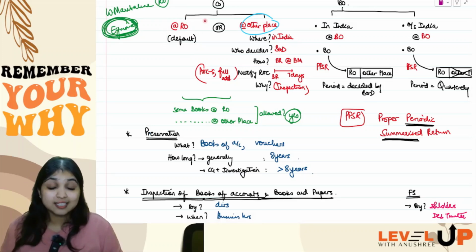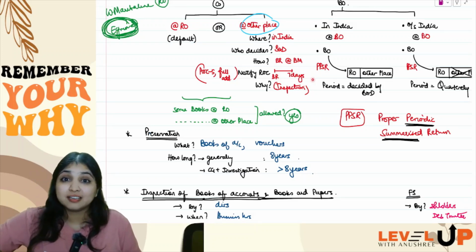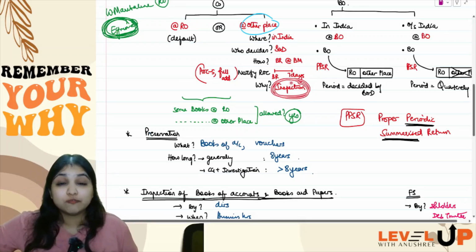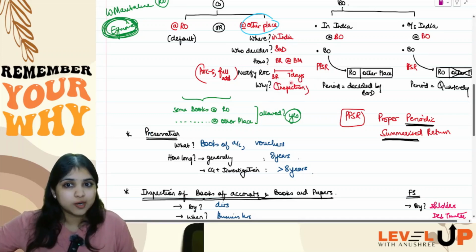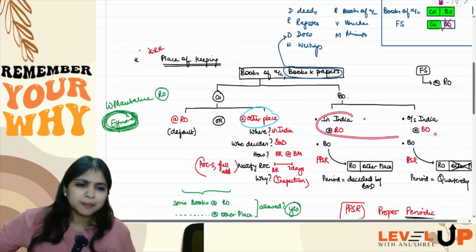You remember this entire discussion? And why should I inform ROC? Because later even ROC has the right to inspect. So ROC should know where the books are kept. There only he will go and inspect. That's why. Then we learned branch office books will be kept in the branch office only.